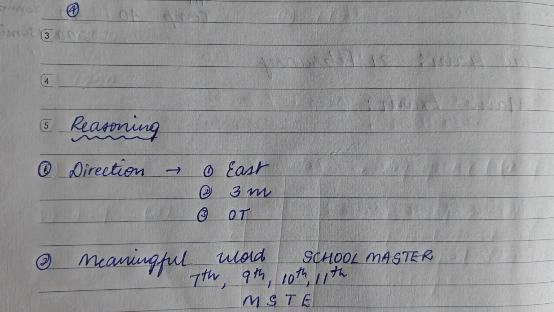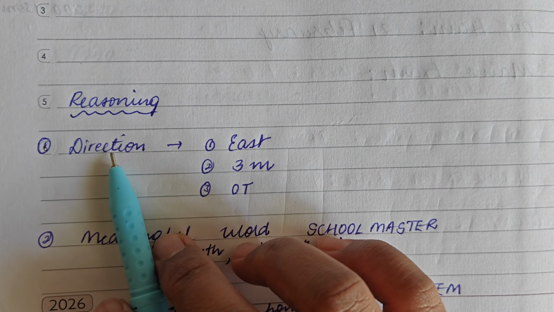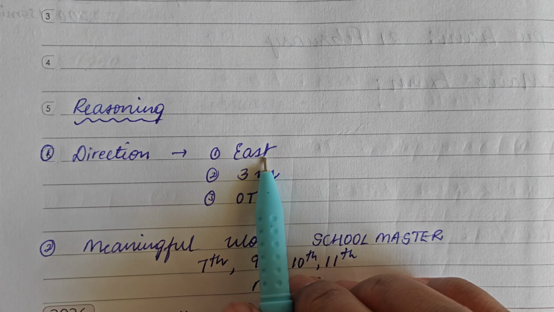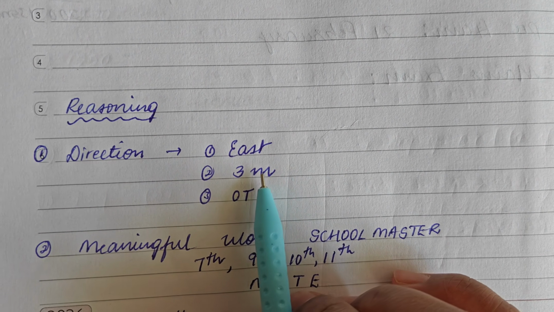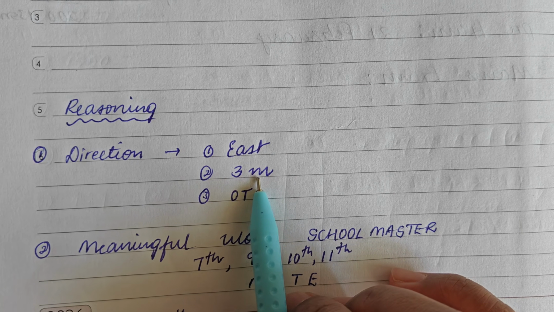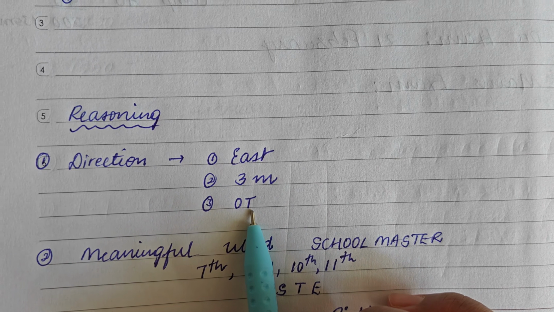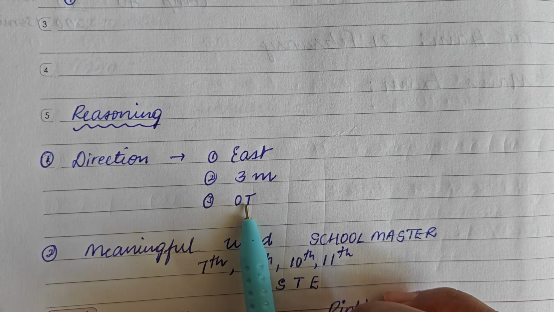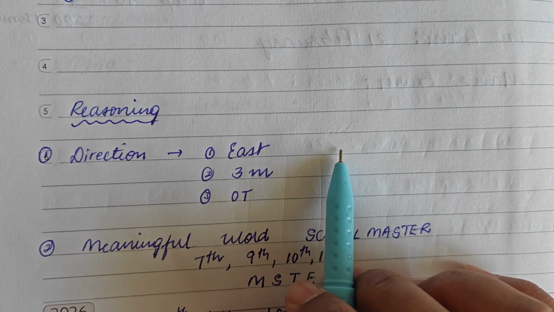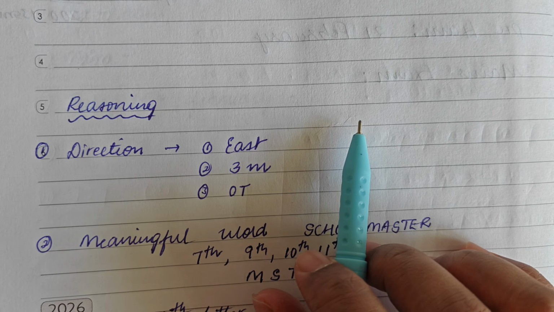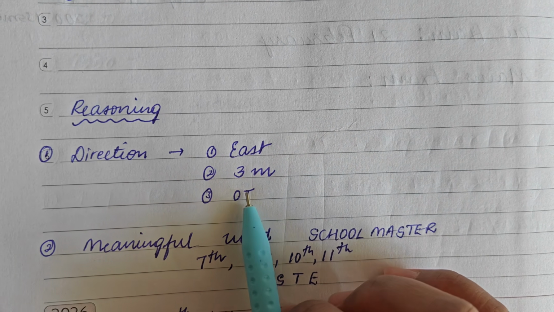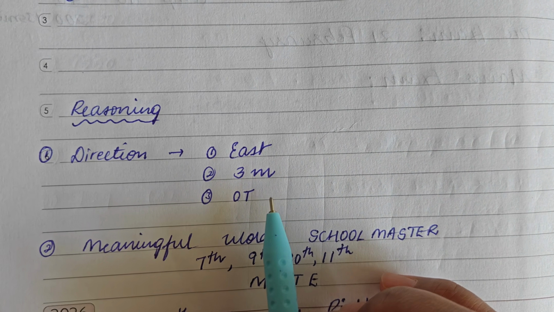Then coming to the reasoning section, these are the answers that I remember from direction and distance. One I got as east, one as 3 meters, and one as OT. This one is where we have to identify the odd one out from the rest. I think every line was following something like southeast, and one pattern was following northeast, so I felt like that.